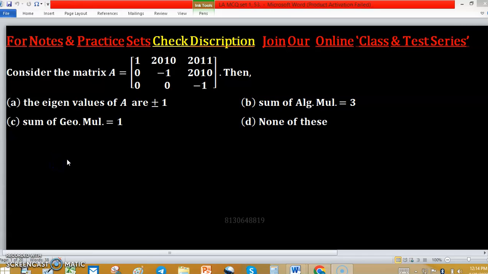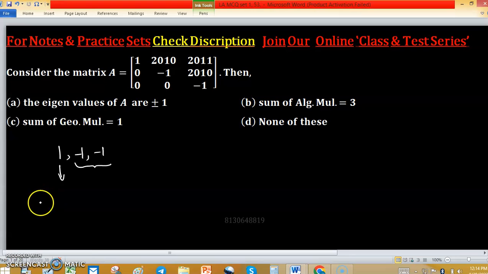Consider the matrix A, which is an upper triangular matrix, and we all know that the principal diagonal elements of a triangular matrix become the eigenvalues. So the eigenvalues of this matrix A will be 1, -1 and -1. This is a single eigenvalue, and the eigenvalue -1 is repeating 2 times.